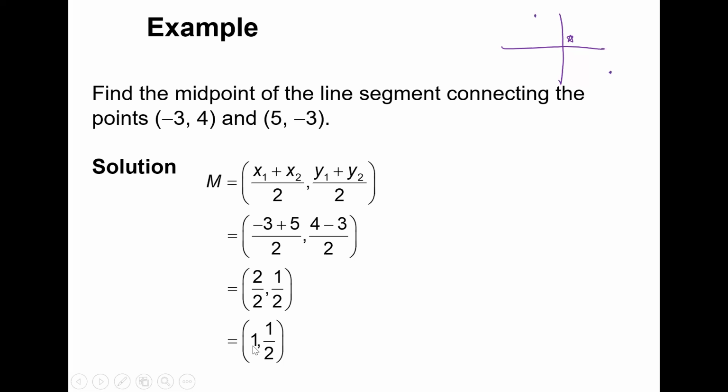So that's going to be how we do our midpoints. We just again take our x values, add the two together, divide by 2. Take our y values, add those two together, divide by 2, and we get our midpoint.